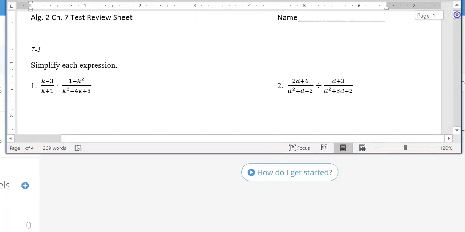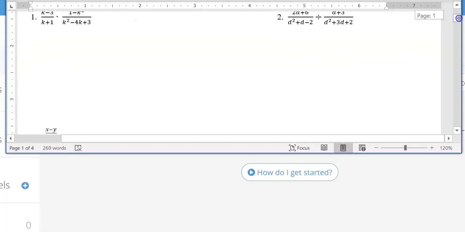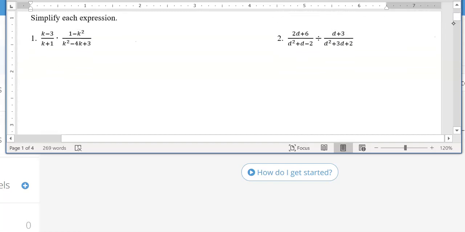Problem number 1, as you can see, we are simplifying these two fractions that are being multiplied together. So that involves factoring as much as we can. So everything, this left fraction is already factored. So let's work on the right side.